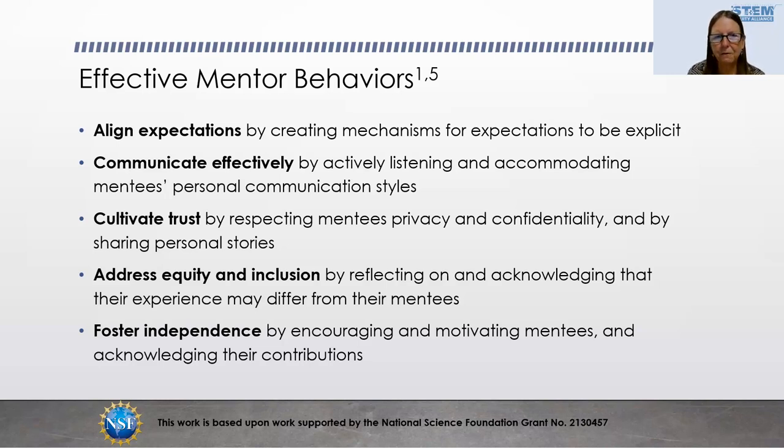So first off, aligning expectations is very important. Mentors have to make their expectations very explicit, and they have to create a safe space for mentees to make their expectations explicit. Then together, in a bilateral, not a unilateral, engagement, the mentor and the mentee come together and create a compact. They agree on something that they both feel comfortable with. And then, of course, effective communication is the only way to get this done.